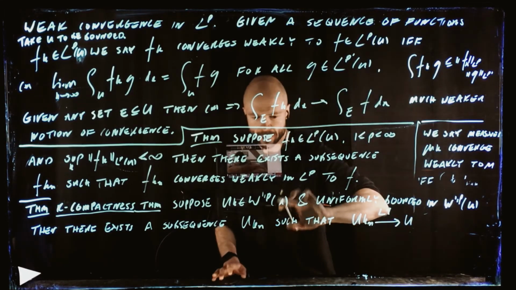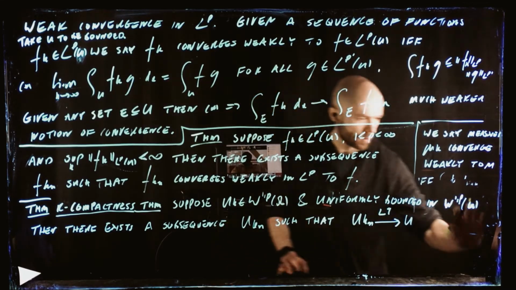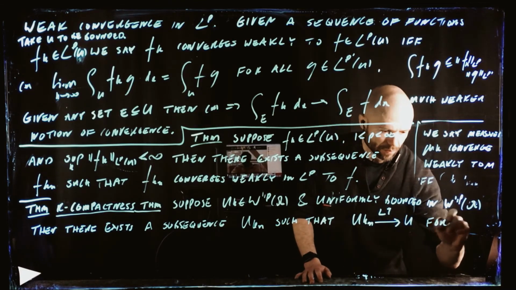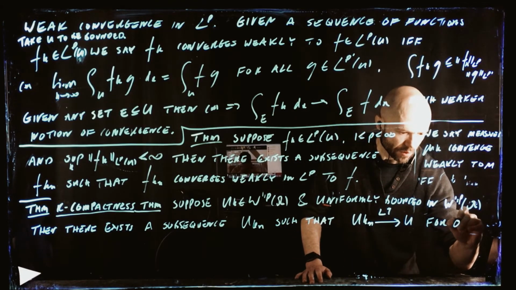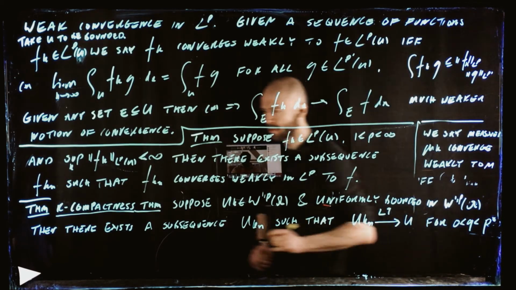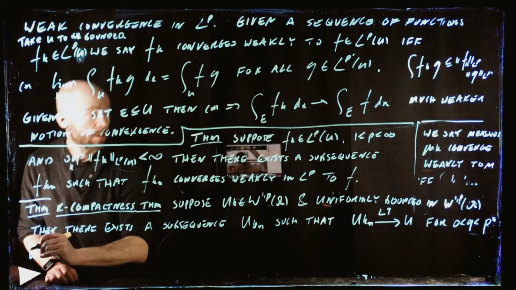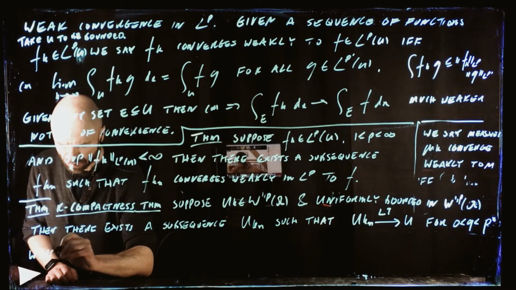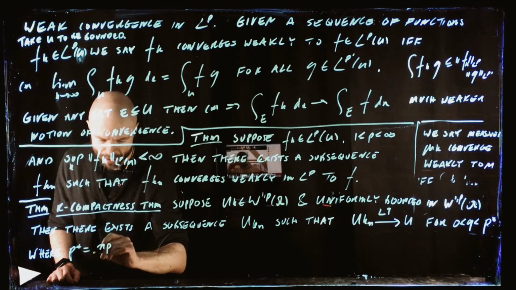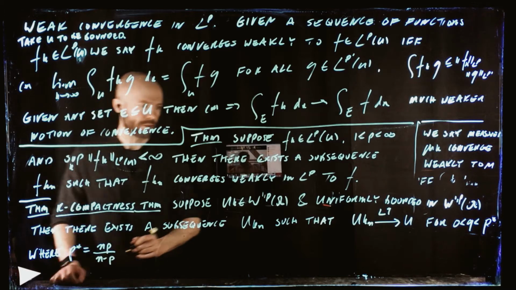We've used U twice, let's use omega. For any q, so I'm taking everything to be bounded, less than the Sobolev exponent like this, where p star is equal to np over n minus p, like this.